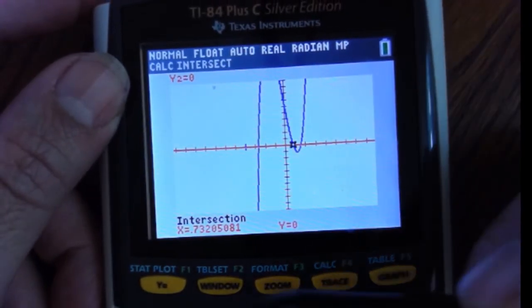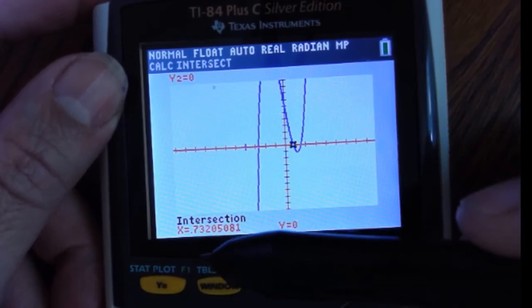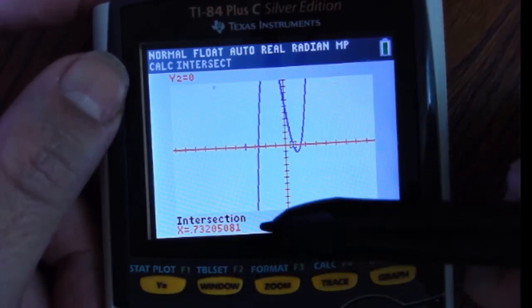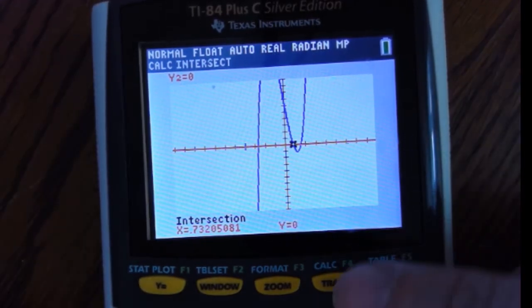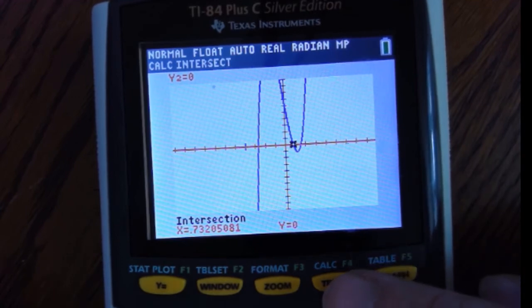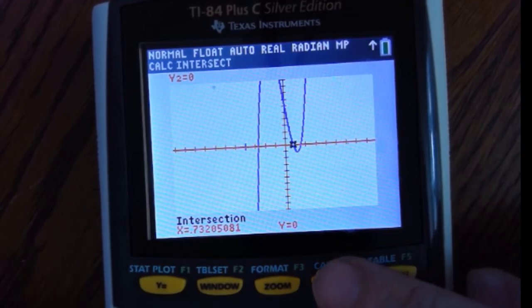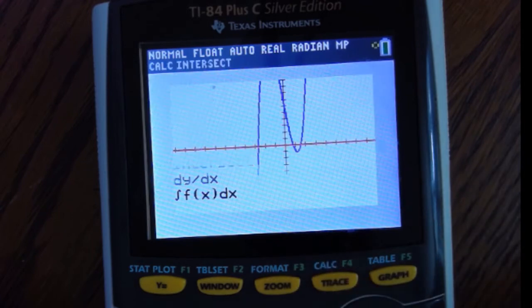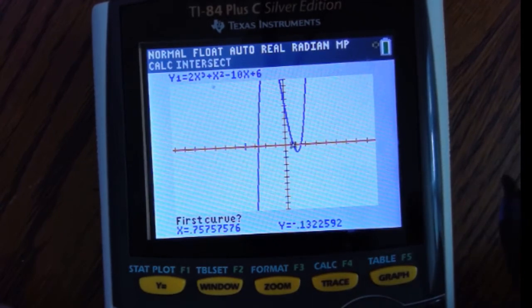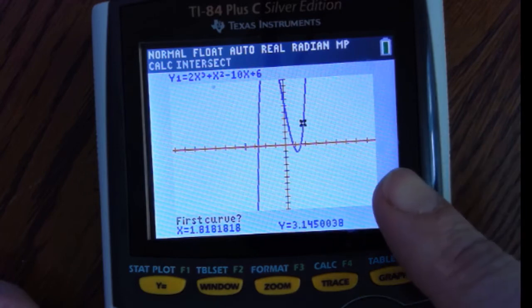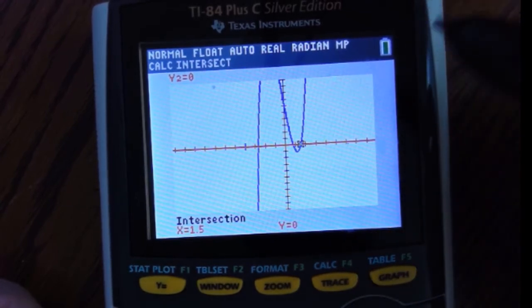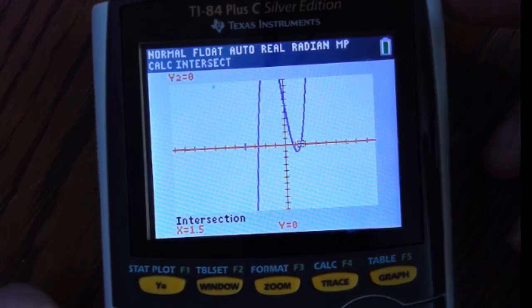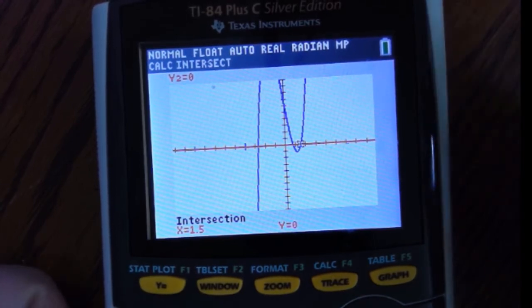Then my point of intersection, one of them, is 0.732. So one point of intersection is 0.732. I'm going to write that down somewhere. Now let's find another point of intersection. So again, I'm going to go second, calc, again number 5. This time I'll move the cursor somewhere so I can get this point of intersection. So I would say enter, and enter, and enter again. And it gave me this intersection, which is 1.5. So I got that one.